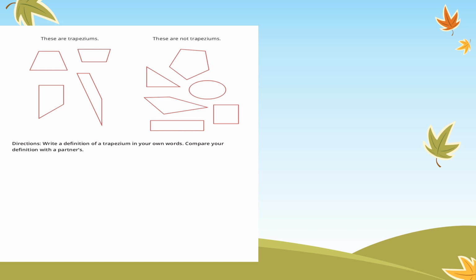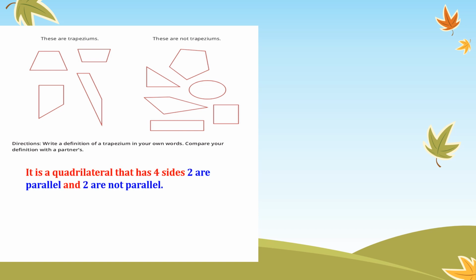So let's write the definition of trapezium. Trapezium is a quadrilateral that has 4 sides. 2 are parallel and 2 are not parallel. And we said parallel means cannot meet.